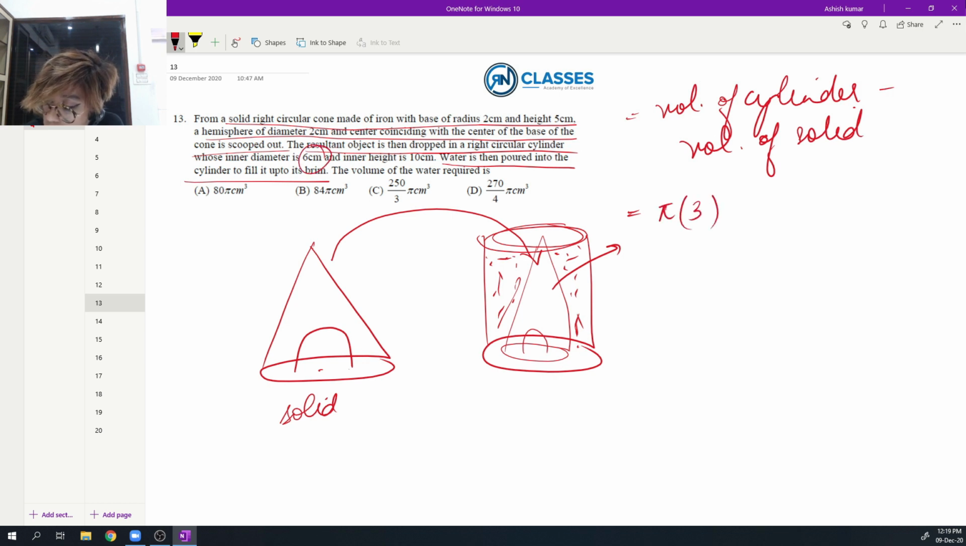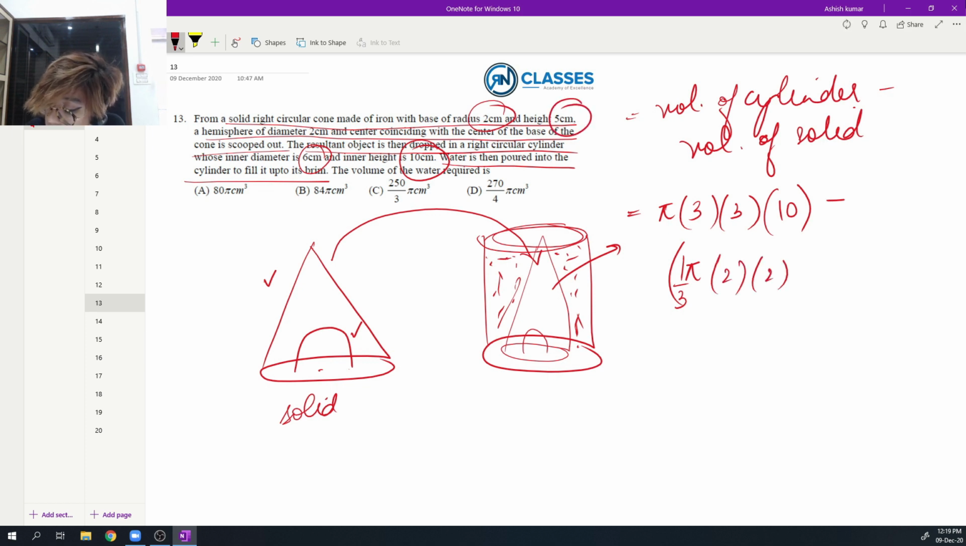So 3 into 3 into height, which is 10, minus... अब volume of solid लिखें. So volume of solid क्या होगा? Volume of cone minus volume of hemisphere. So volume of cone 1/3 pi r squared h. R check करें. R है 2, so 2 into 2 into 5, minus volume of hemisphere, which is 2/3 pi.